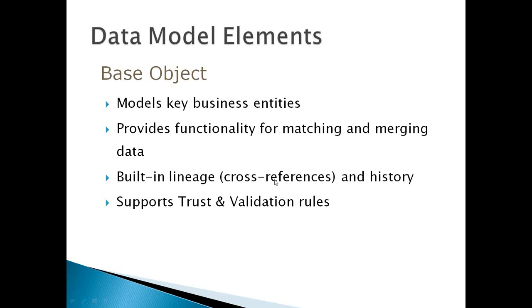Built-in lineage or cross-reference. This cross-reference we are going to discuss next. And history information. So history information and the lineage, that is, changes to the data, are being maintained. It also supports trust and validation rules. We had discussed a bit of trust and validation rules in the introduction part. That trust and validation rule is maintained at the base object level itself. So everything happens at the base object level only. Only the cleansing activity happens at the staging table level.